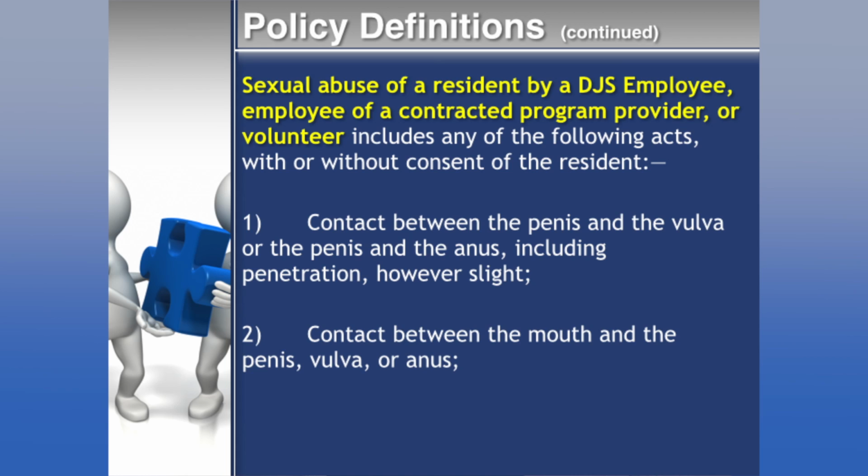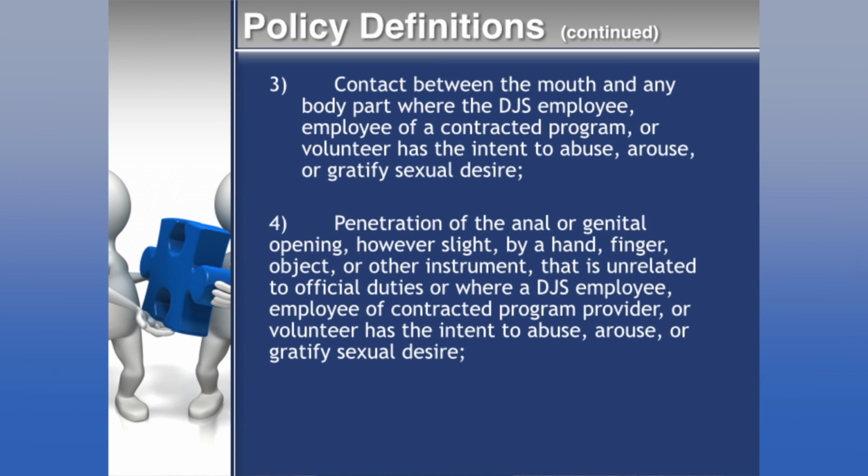Again, this includes the following acts: contact between the penis and the vulva, or the penis and the anus, including penetration, however slight. Contact between the mouth and the penis, vulva, or anus. This also includes contact between the mouth and any body part where the DJS employee, employee of a contracted program, or volunteer has the intent to abuse, arouse, or gratify sexual desire.